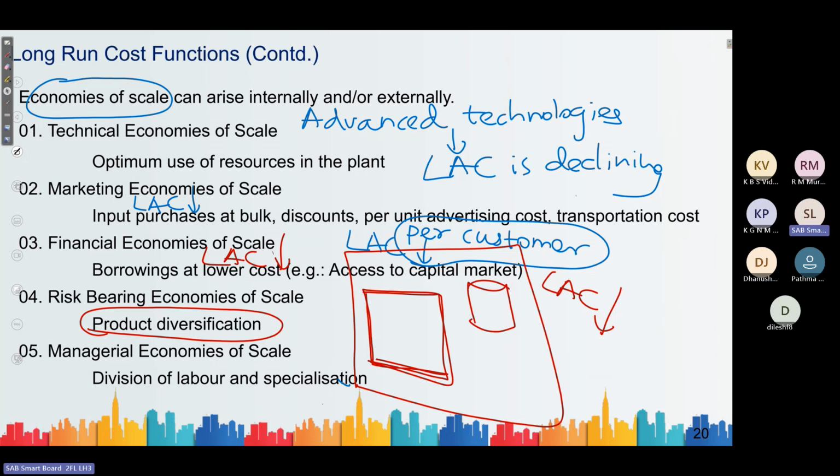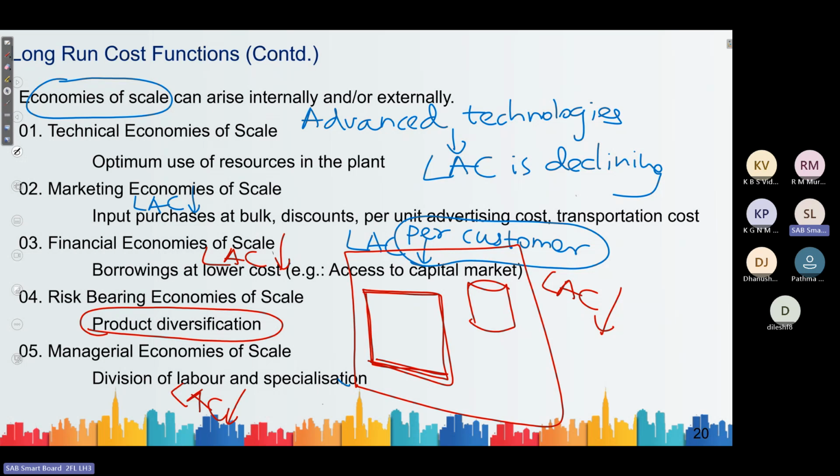Also, there can be managerial economies of scale because of division of labor and specialization. Since the scale is larger, each worker can be assigned to perform one single task, and that worker over time will get specialized in doing the same task. And with the specialization, ultimately, the workers' productivity will be higher. When productivity is higher, long run average cost will be lower. So this is how economies of scale happen.